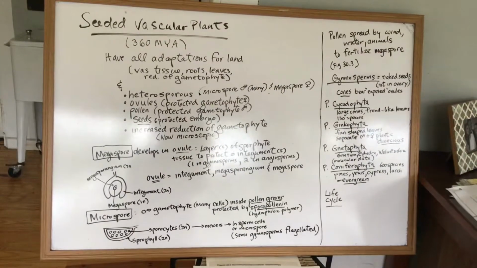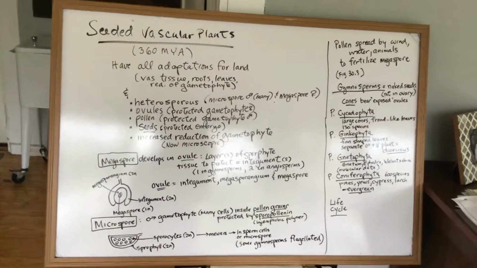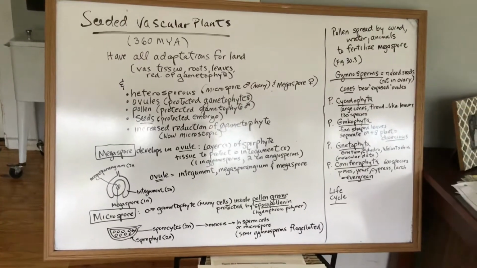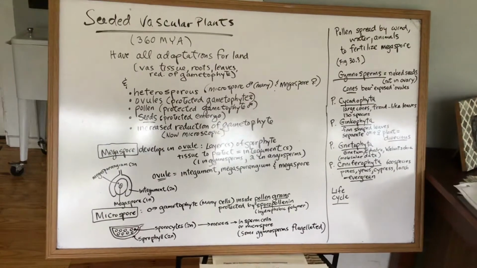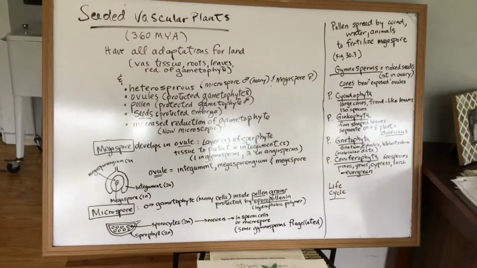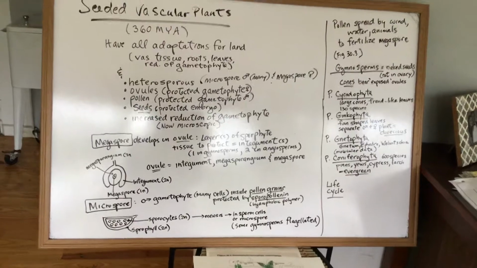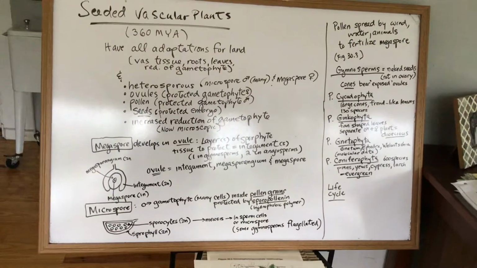On with plant diversity. We're going to talk about seeded vascular plants now. These came about 360 million years ago. And these guys have all the adaptations for land that we talked about last time. That is vascular tissue, roots, true leaves, the reduction of the gametophyte.